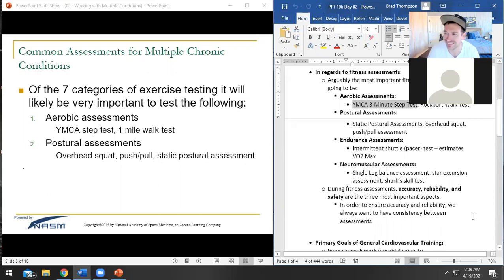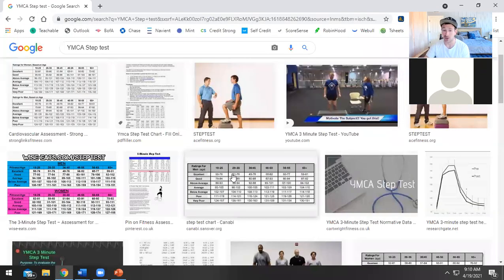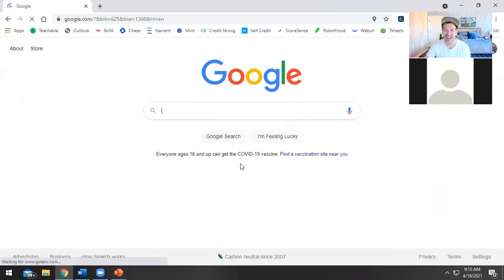Cool. Now, the other one that is totally different is the Rockport walk test. The Rockport walk test is a little bit simpler to administer because literally it's like step one, start walking, and there is no step two. It's like you get your client on a treadmill. I don't like doing it on treadmills personally, but it works really well around a track.